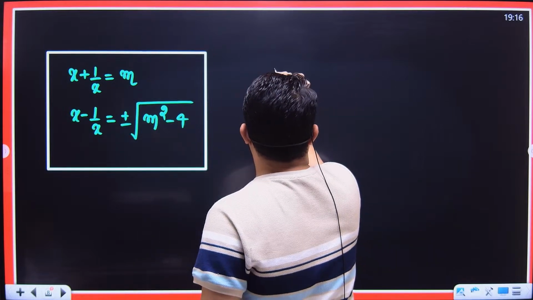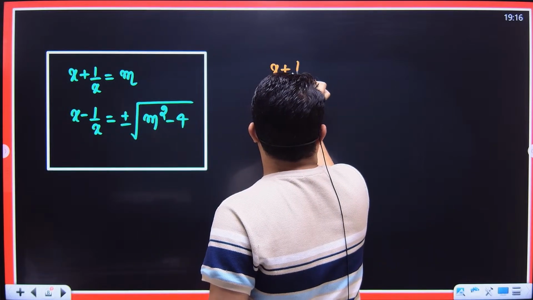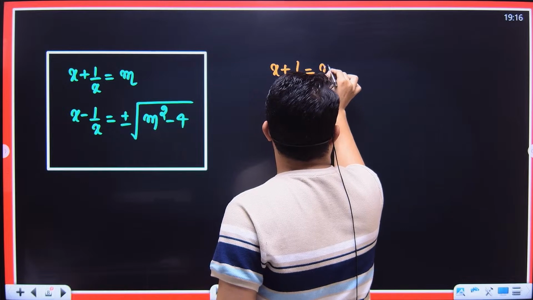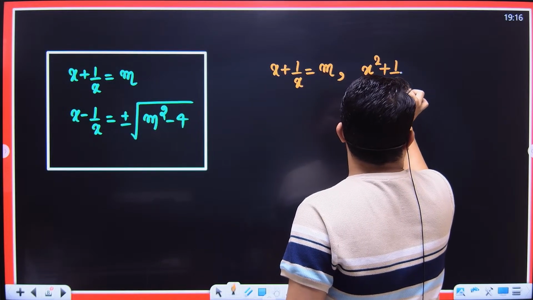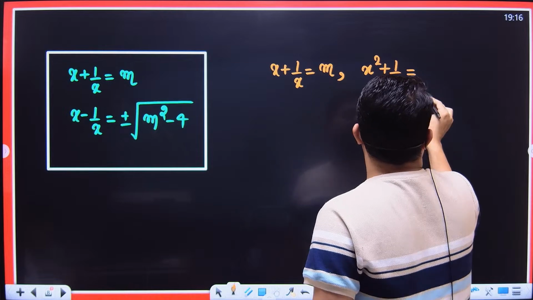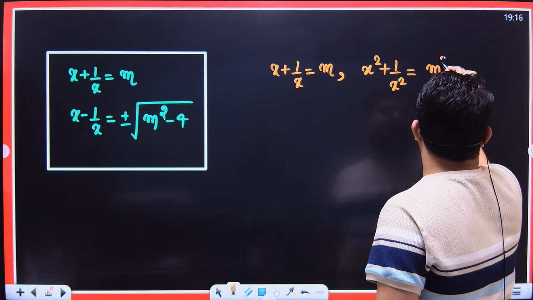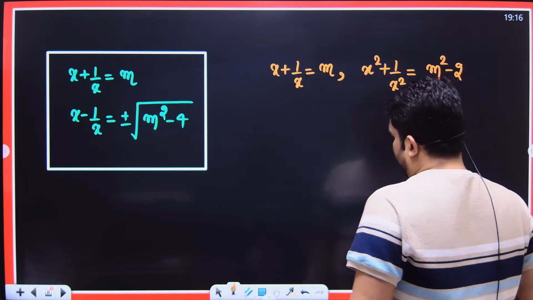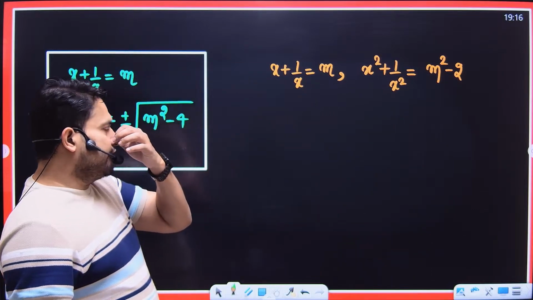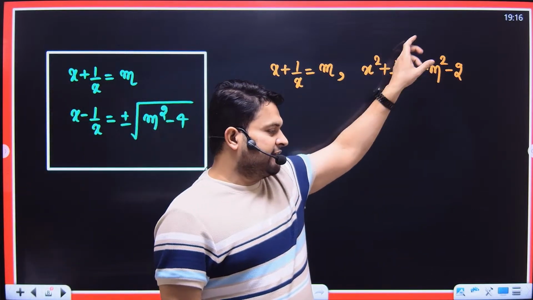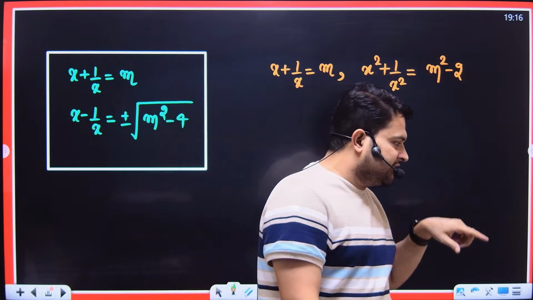If x plus 1 upon x is equal to m, then x square plus 1 upon x square is equal to m square minus 2. If we want to calculate x to the power 4 plus 1 upon x to the power 4, then whatever the value here, we will square it and subtract 2 from it.